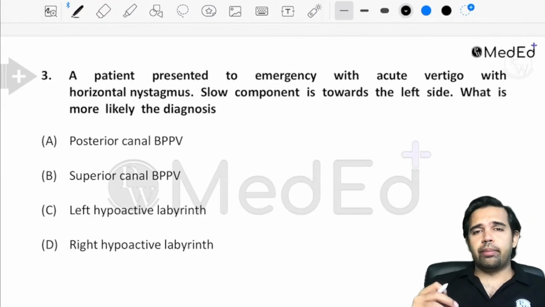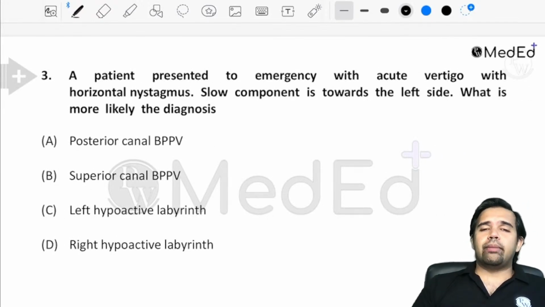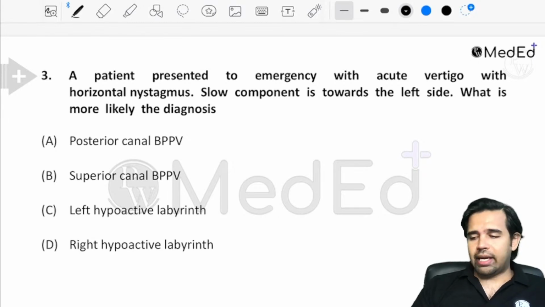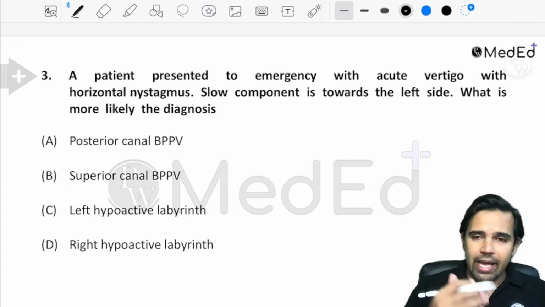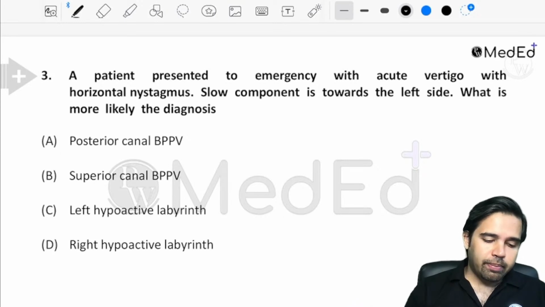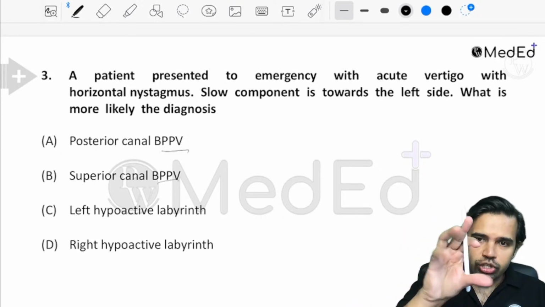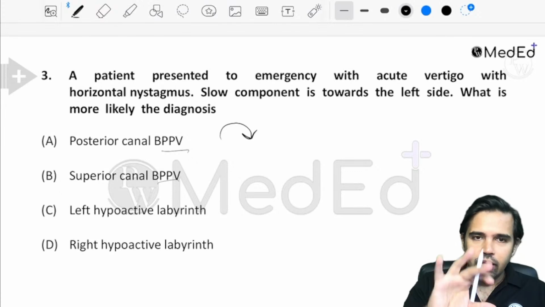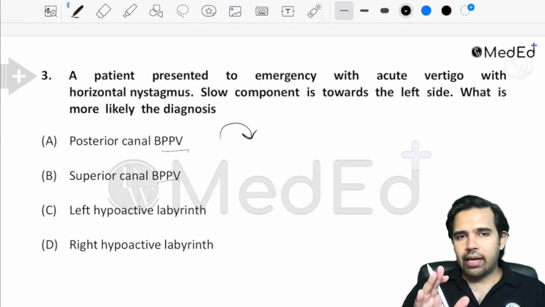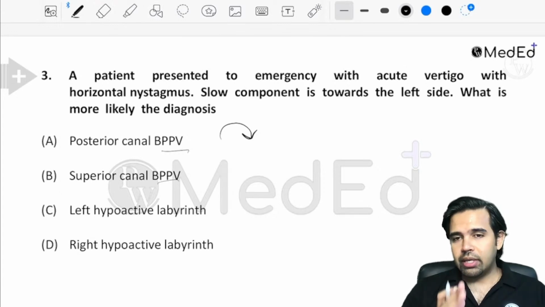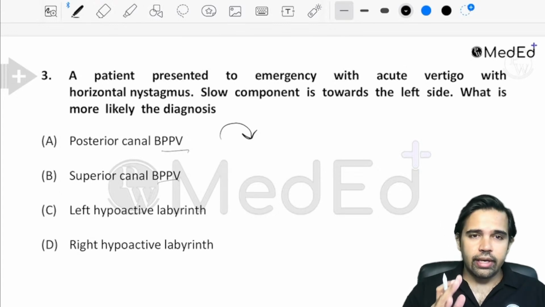Now, a patient presented to the emergency with acute vertigo with horizontal nystagmus, slow component towards the left side. What is the most likely diagnosis? It's a good example of a question where the answer is given within the question. First of all, you should know peripheral vertigos like BPPV normally have a slightly torsional nystagmus. So with this clear horizontal nystagmus, I don't think they are indicating BPPV. Now what's happening towards the direction of nystagmus?